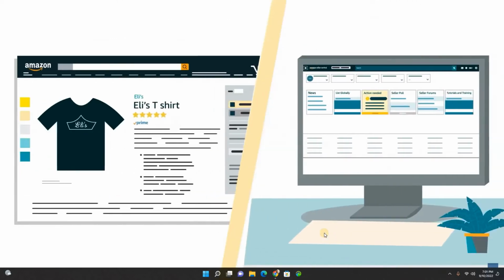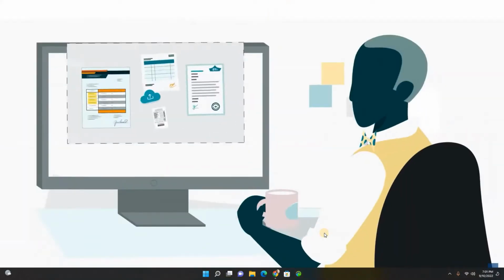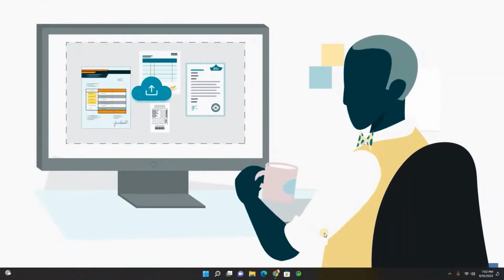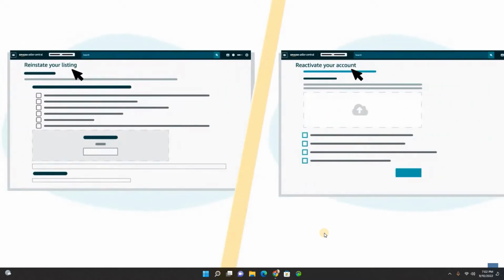We will now take a look at the documents we discussed at the beginning of this training. These are the documents that you must submit to reinstate your account or listing. Before you upload the documents in either the Reinstate Your Listing page or Reactivate Your Account page, check that they meet the requirements.